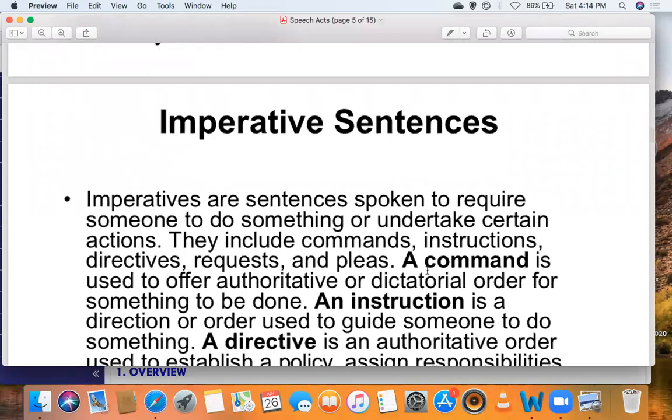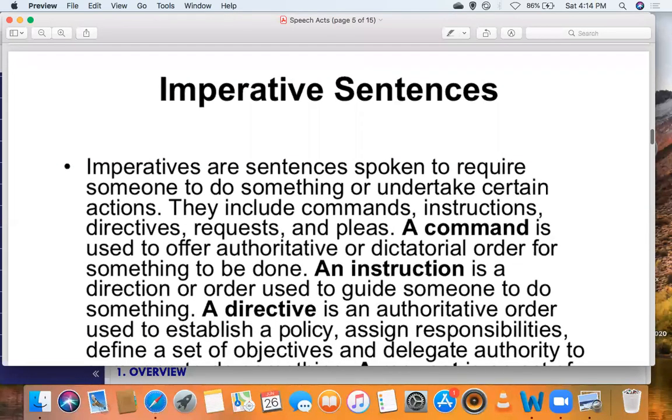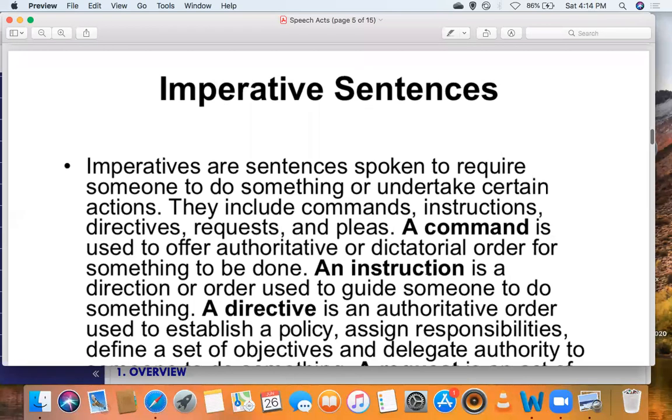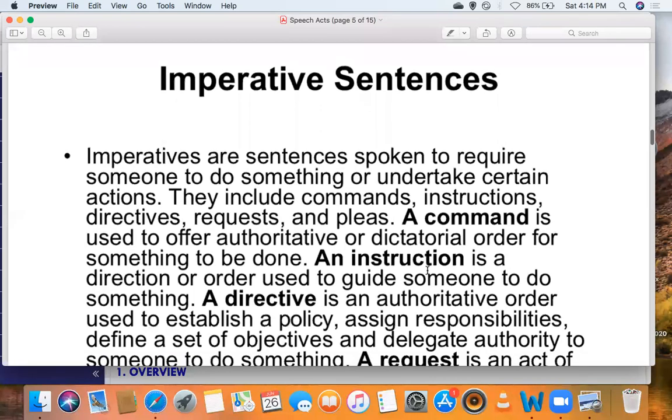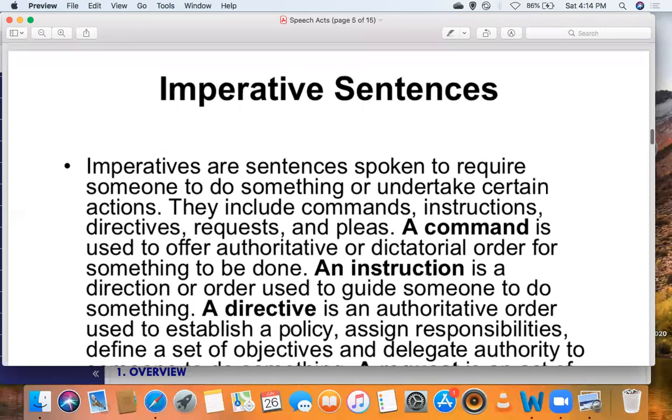Then we have the imperative sentences. Imperatives are sentences spoken to require someone to do something or undertake certain actions. So imperatives are spoken to solicit action. Whilst interrogatives are spoken to solicit information, imperatives are spoken to solicit action.